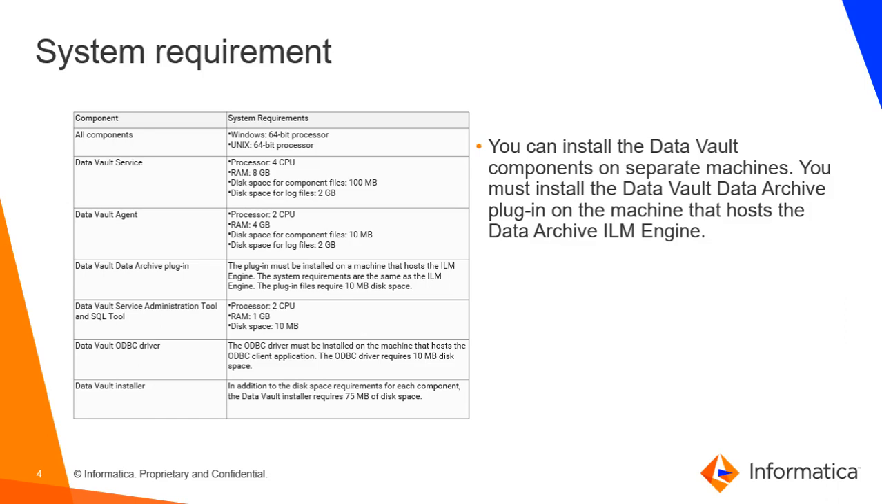The Data Vault engine needs these requirements, and the Data Vault agent needs only 2 CPU and 4 GB RAM, 10 megabytes of space, and 2 GB for the log files. The Data Vault data archive plugin, which is going to be installed on the ILM directory like mentioned earlier, just needs 10 MB of disk space. The Data Vault service admin tools and the SQL tool need 2 CPU cores, 1 GB RAM, and disk space of 10 MB. The ODBC driver needs 10 megabytes disk space. That's all that is enough.